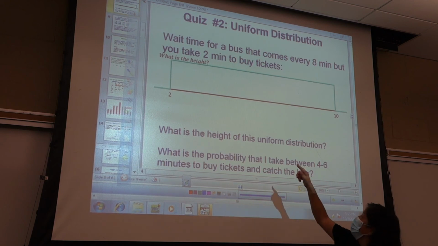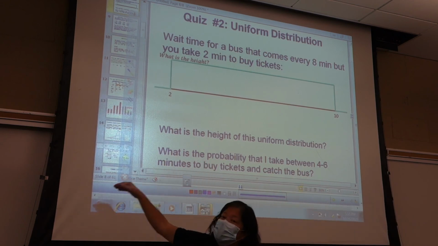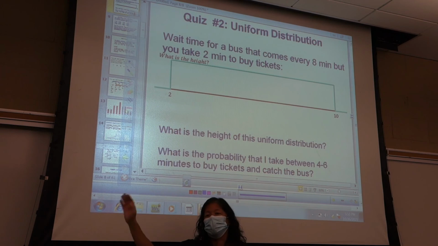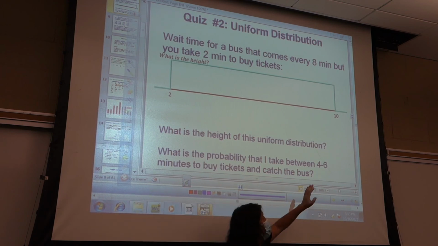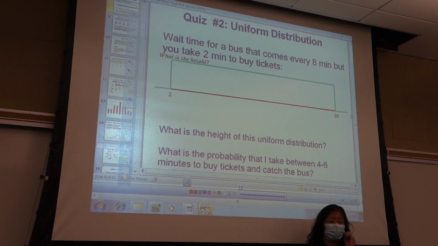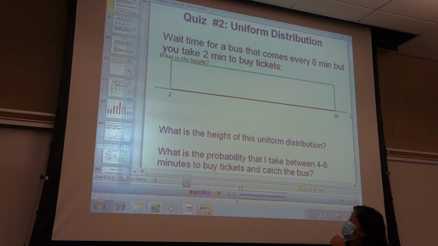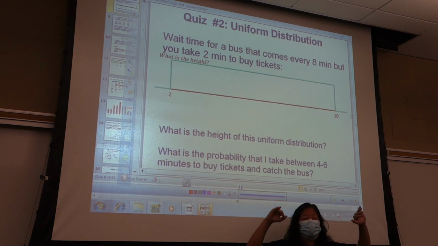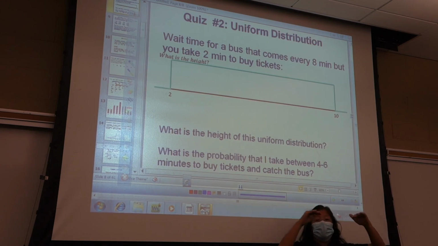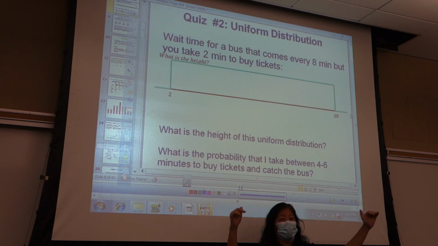So here, less than 2 minutes will never happen because it takes me at least 2 minutes to buy a ticket. More than 10 minutes will never happen because I never wait more than 8 minutes for the bus or train or whatever it is. But between 2 minutes and 10 minutes, it's all equally likely. It's uniform, the same probability, which makes this distribution a perfect rectangle.